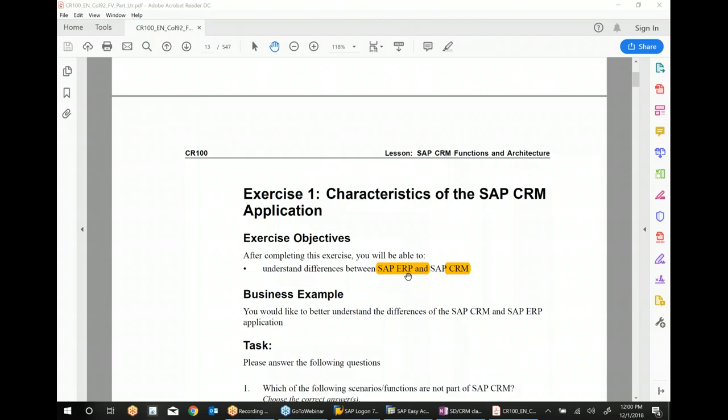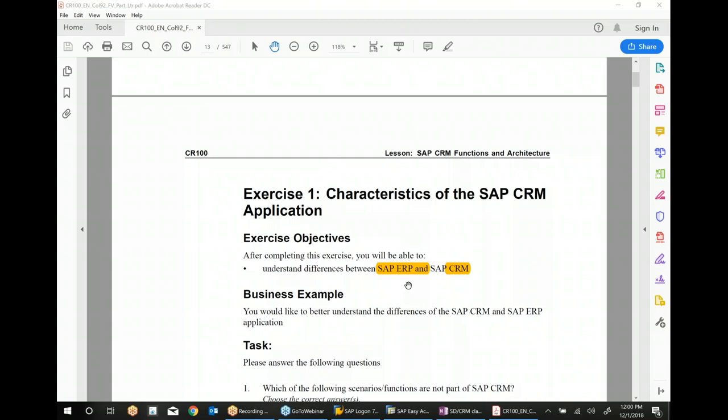So understand the difference between ERP and CRM. ERP means enterprise resource planning. ERP has different modules, like FI, SD, MM, PP, QM, and gazillions of other modules which we have in SAP. They are part of SAP ERP.